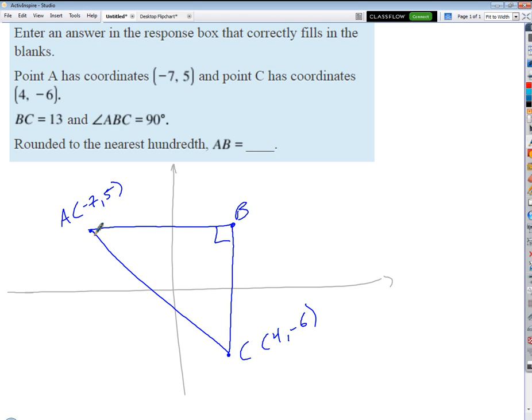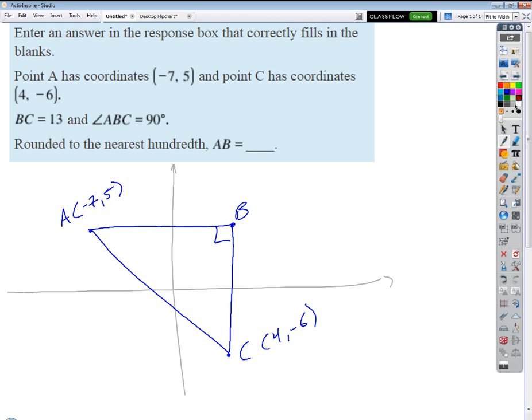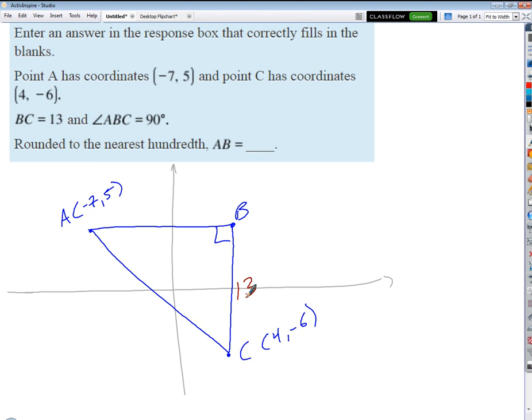Okay, they tell us that the length of segment BC is 13. That is important maybe, though, right? So the length of segment BC is 13. We're trying to find the length of segment AB, so what could we call that maybe? X, just to make things simple. So we're trying to solve for X, right?